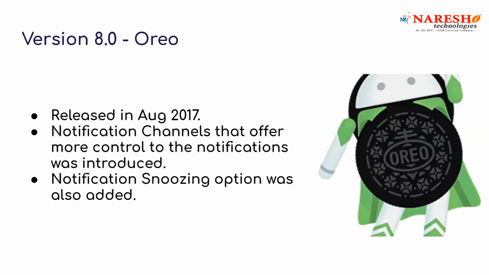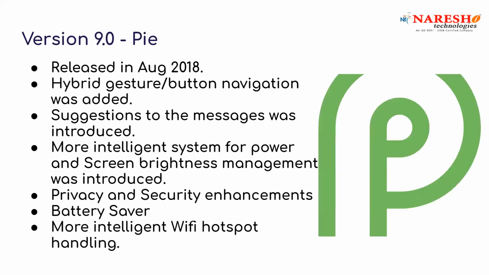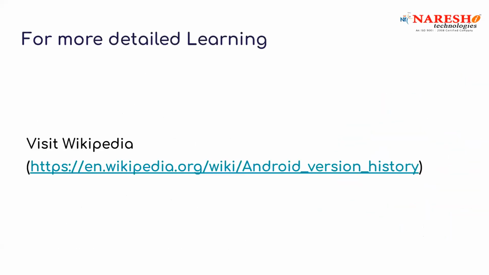So 8.0 also improved notifications. There are notification channels introduced and much more features. We'll learn all these features one after the other while we talk about these concepts. For 10, 11, 12, I did not include any other details, but you can go through this Wikipedia link to learn more about Android version history.